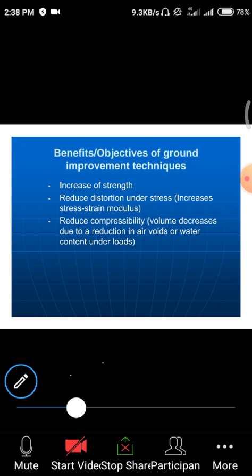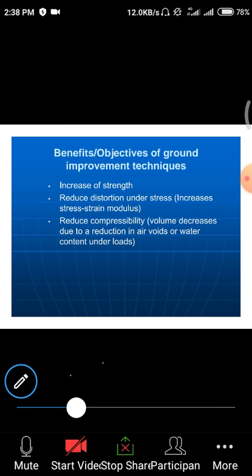What are the benefits of these ground improvement techniques? First of all, we increase the strength and reduce the distortion and stresses. Next, we reduce the compressibility. Compressibility is normally observed in columns. Columns have the compressibility property, and beams have the flexibility property. We need to understand these things according to these properties.